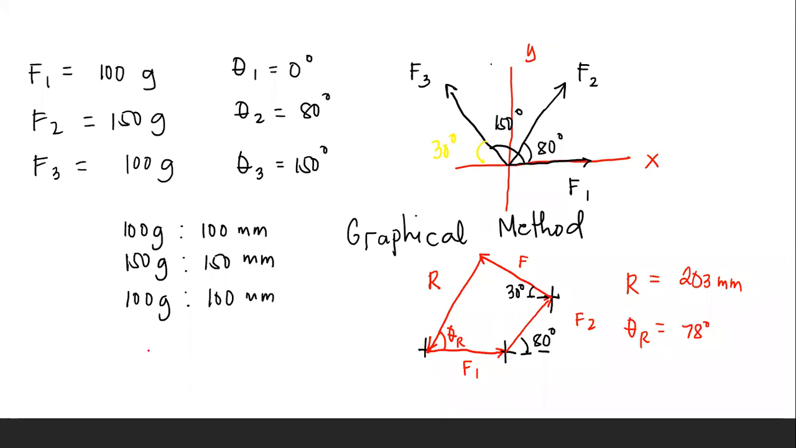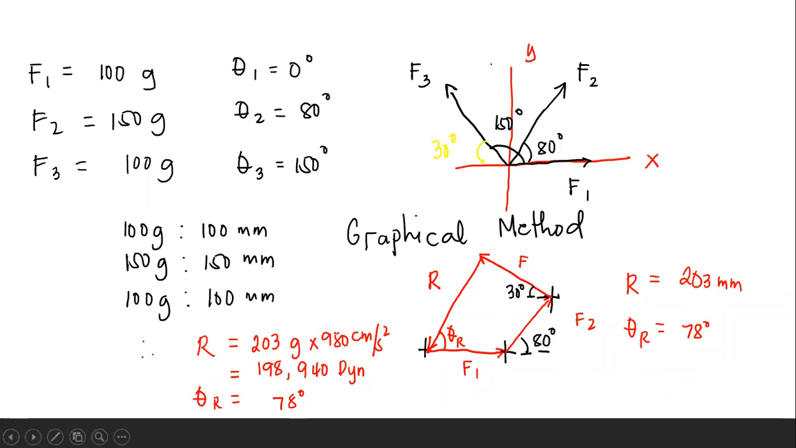Now, go back to the original units. Therefore, the value of your R is equal to 203 grams, multiplied by 980 centimeters per second squared, and theta R is equal to 78 degrees. Therefore, the R is equal to 198,940 dynes, and theta R is 78 degrees.